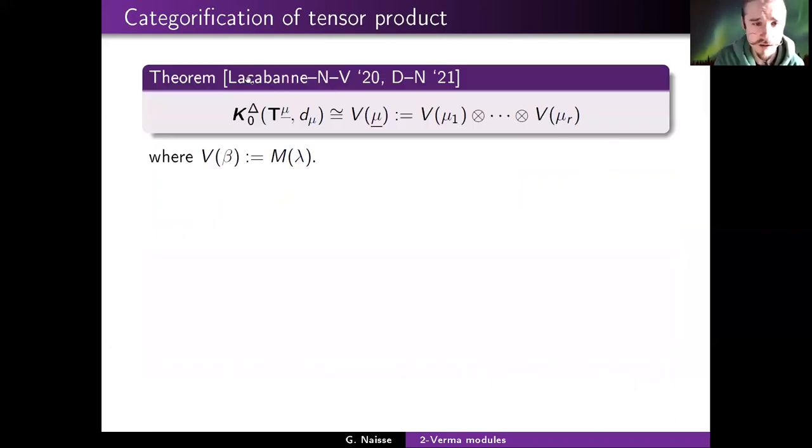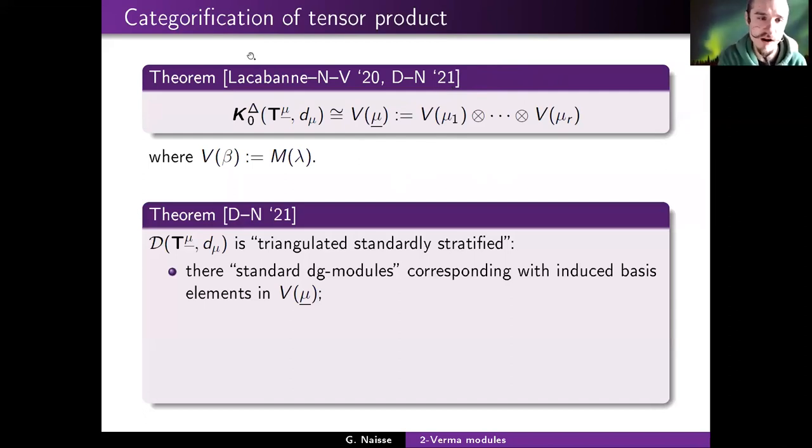And finally, you can compute the Grothendieck group of this derived category, and you can show that it coincides with the tensor product of both my finite dimensional representation and Verma module, depending on the way that I have chosen. And here is maybe more a remark for the experts. As I mentioned before, in Webster's case, the category of graded modules is standardly stratified.